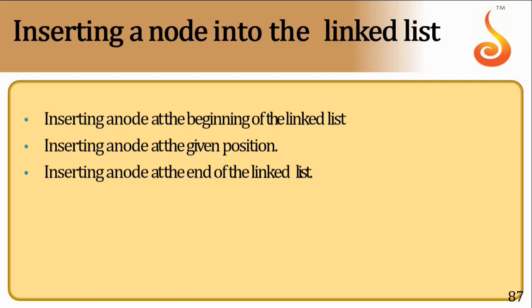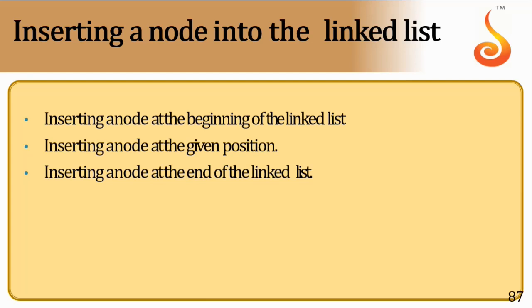So what you have to do, you have to make head point to this and then this point to the node to which head was pointing, right? So that is inserting a node at the beginning of the list. Next, inserting a node at a given position. For example, I have 10 nodes and I have created a new node and I need to make it the fifth node. So at a given position, anywhere in between, not in the beginning, not in the end. Then inserting a node at the end of the list. That is very easy.